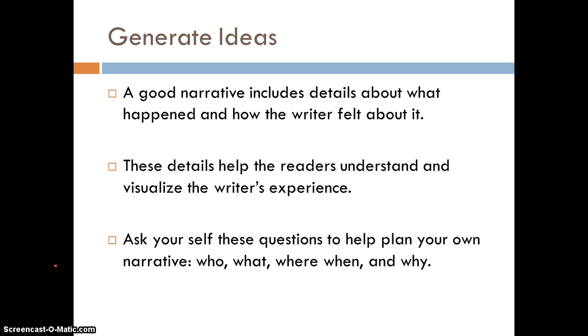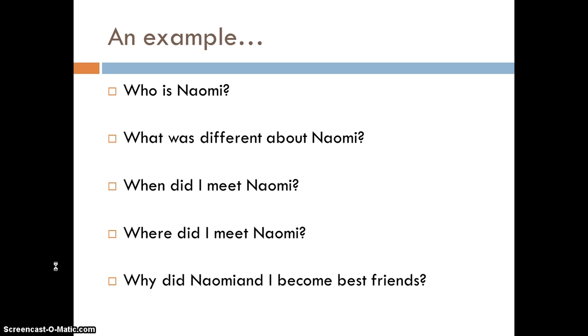Okay, now as you're thinking about some details to gather, some things that are going to help you is asking yourself who, what, where, when, and why about your personal narrative. Now, as an example, talking about my personal narrative about Naomi, I want to think about who is Naomi, what was different about Naomi, when did I meet Naomi, where did I meet Naomi, and also why did Naomi and I become best friends.